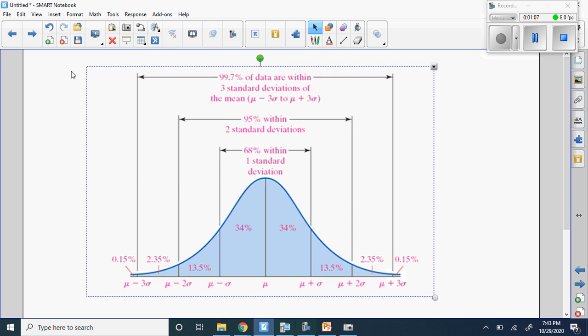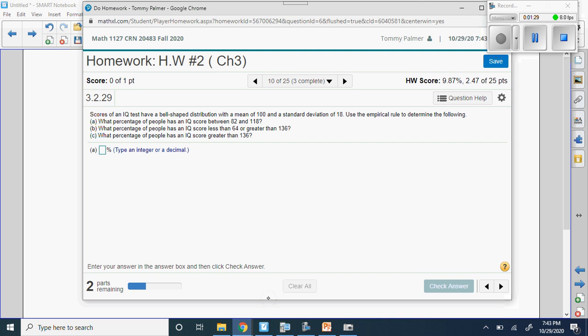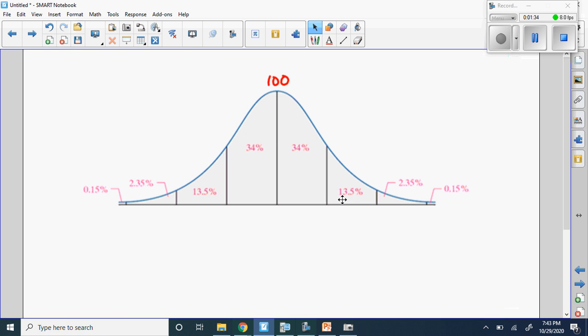So what we're going to do is put our values in here. It said that our mean was 100, and that our standard deviation was 18. So this right here, down below, would be 118. If I added 18 more, I'd get 136. If I added 18 more, I'd get 154, right?